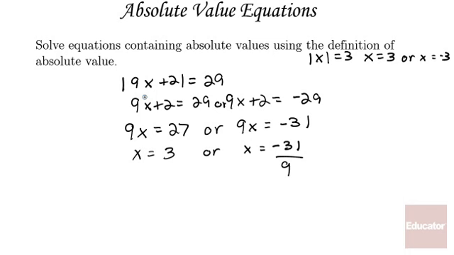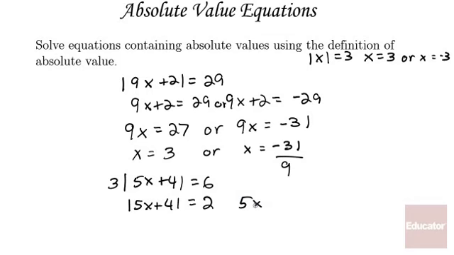The other thing to keep in mind is that sometimes you have to first isolate the absolute value expression on the left side of the equation. For example, if you were given 3 times the absolute value of 5x plus 4 equals 6, the first step would be to divide both sides by 3. Once you've done that, you've got the absolute value isolated, and you can proceed by saying 5x plus 4 equals 2, or 5x plus 4 equals negative 2, and then solving both of those.